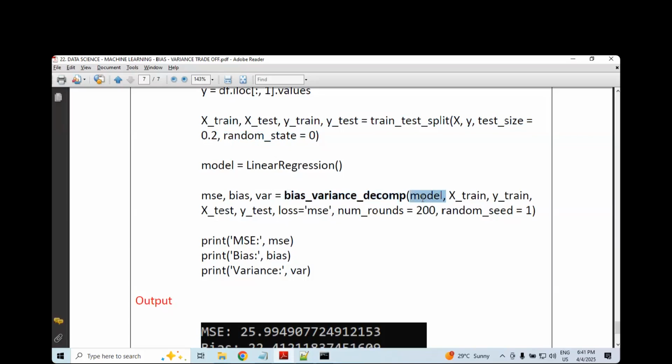What do we need to pass? The model, the training data set, the testing data set, the metric, a kind of loss function you need to specify, the number of rounds, and random underscore seed. These are all optional, but still let us try to provide all of them.